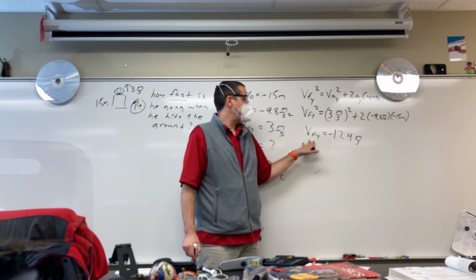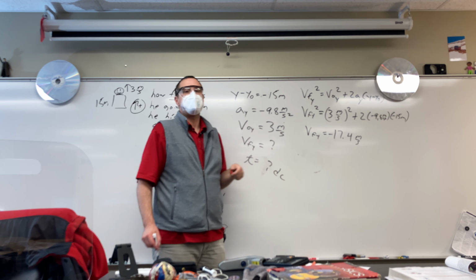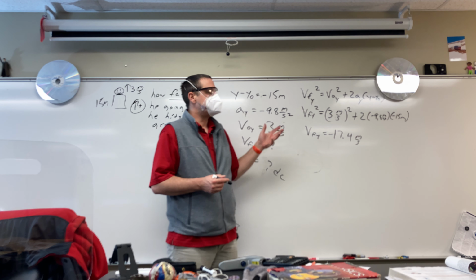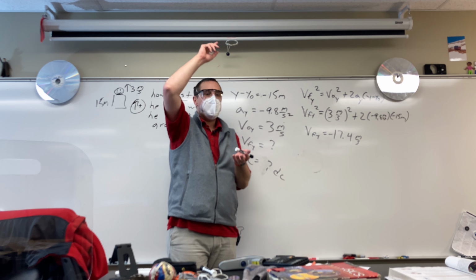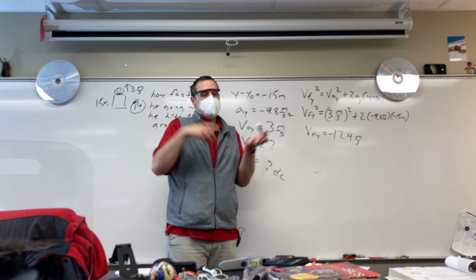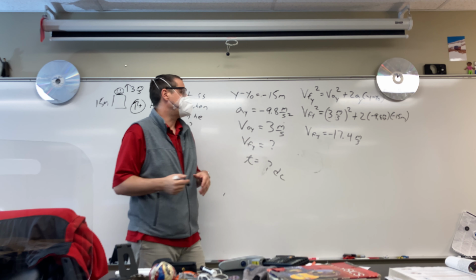My final velocity in the y direction is 17.4 meters per second going down. It's certainly not 0. If you ever think that it's 0 right before it hits the ground, think about what Mario Ball would do. He would go up, and then right before it hits the ground, he would hover. That's not what happens, right? It's still moving down when it hits the ground. Pretty fast in this case, okay?